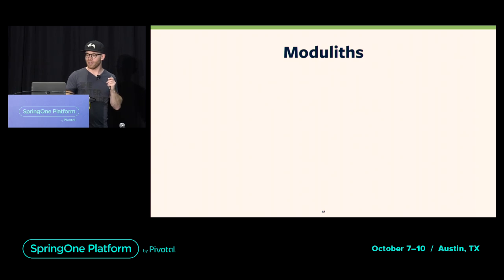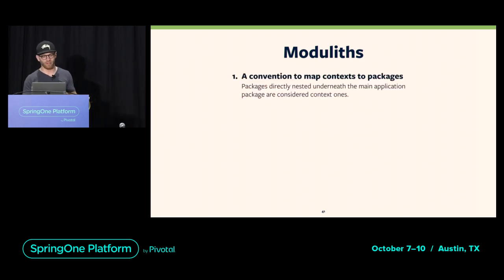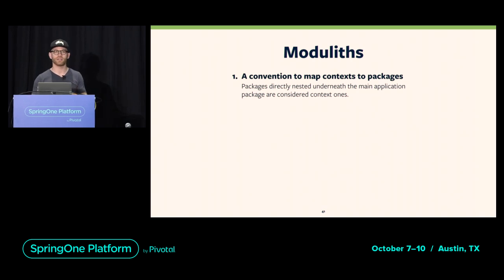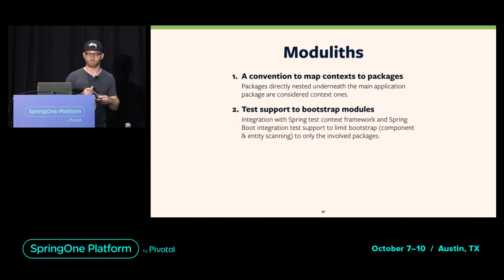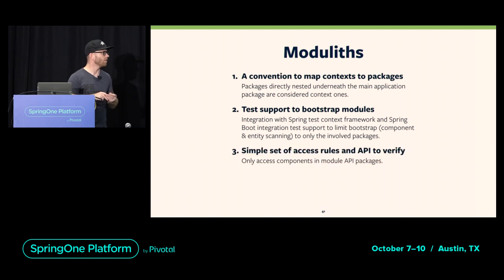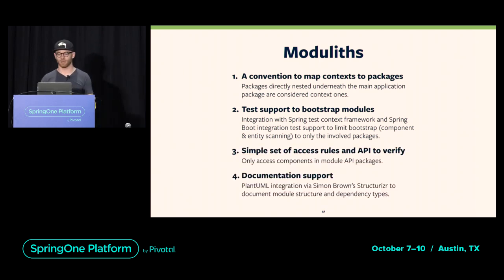All right, to recap, Moduliths is package conventions, customizable package conventions, so you can sort of soften those restrictions using the @Modulith annotation on the package-info class. So there's a couple of things you can do there. Dedicated test support for Spring Boot, and access rules, as well as the documentation support.